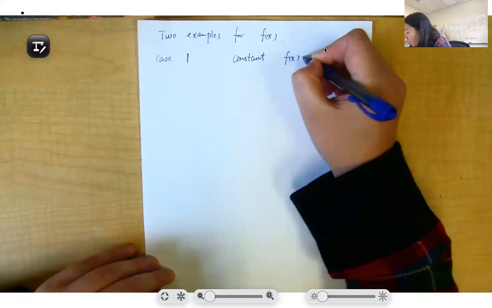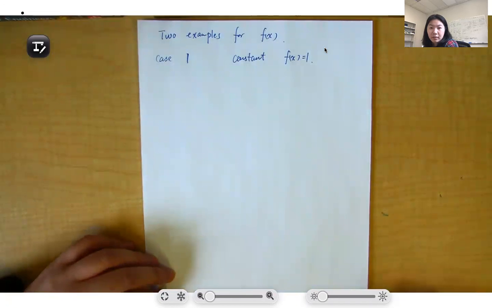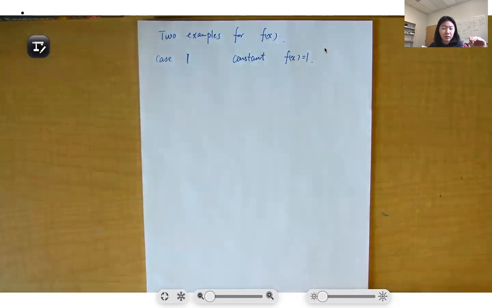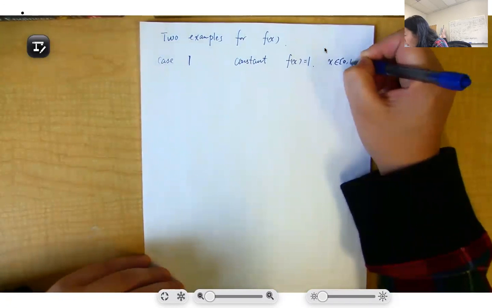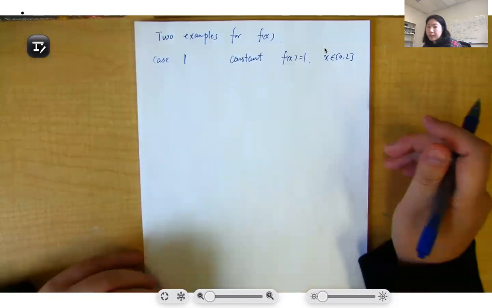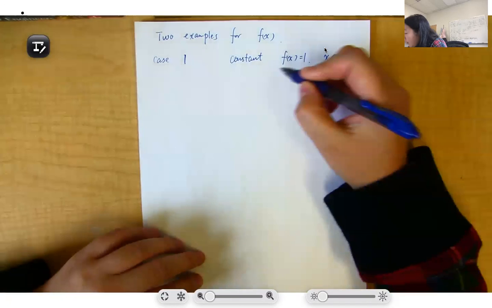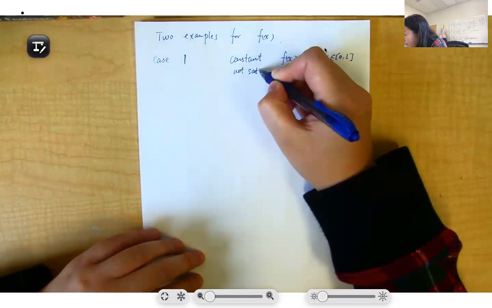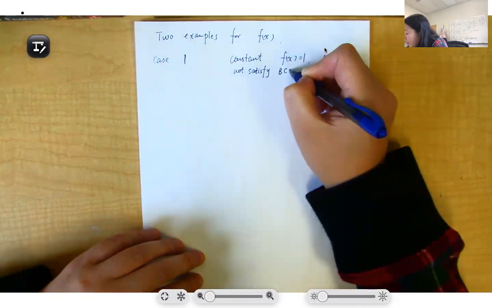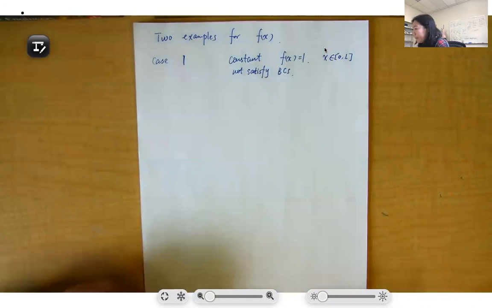fx equals to 1. Okay, so this fx equals to 1 is a constant function, and is also continuous for x belonging to 0 to L. The only thing is this fx does not satisfy the boundary conditions. Okay, so this constant function does not satisfy boundary conditions. Let's see if we can use this Fourier series expansion to represent our fx.